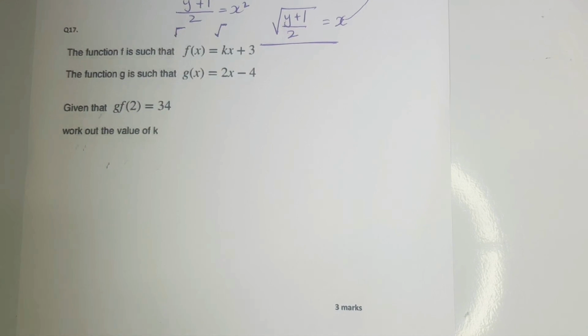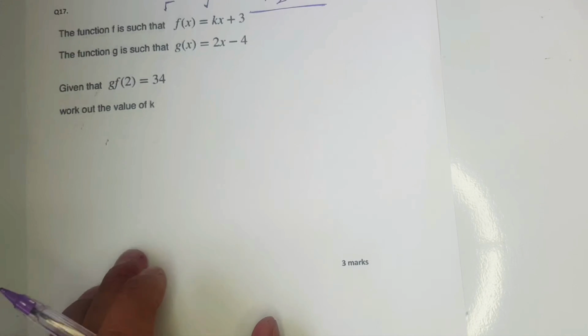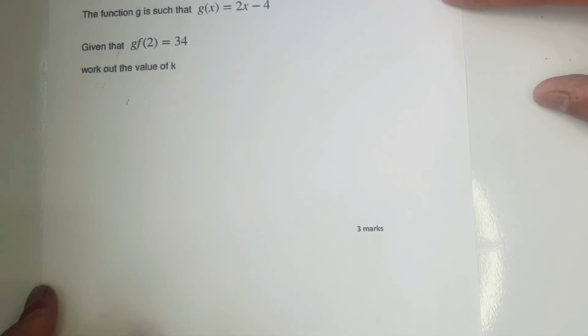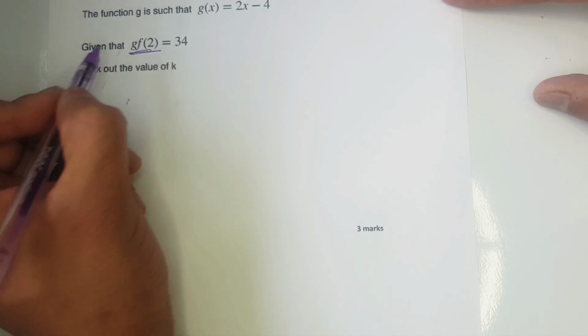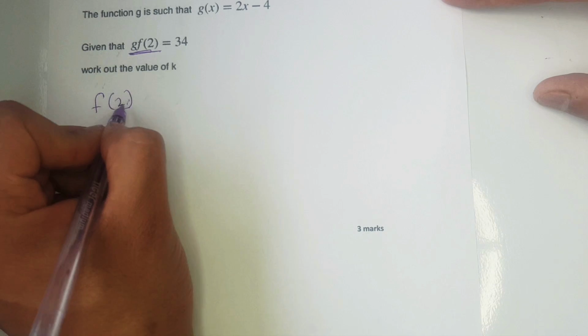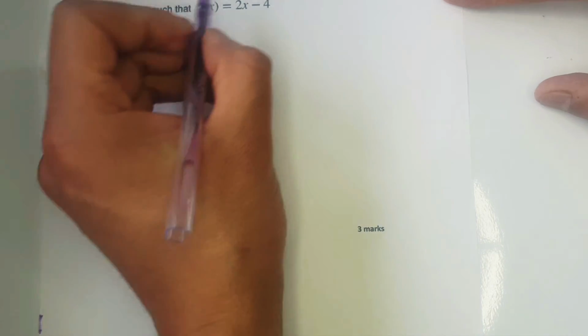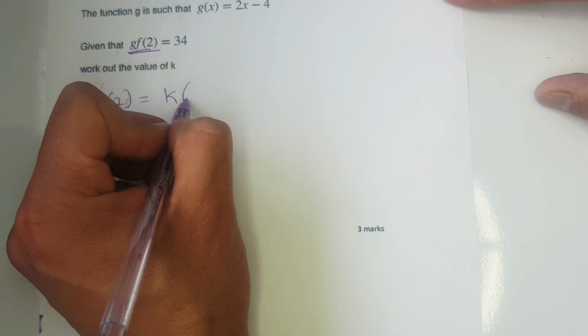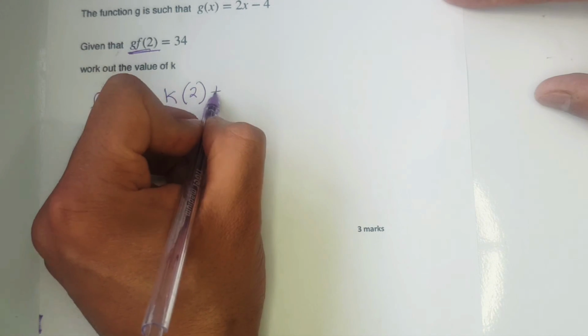Number 17. Okay, so this is quite a tricky one. It says f of x is kx plus 3. The function g of x is 2x minus 4. Given that gf of 2 is 34, find the value of k. So all we're going to do is find this composite function gf of 2 first. So we can work out what f of 2 is first by substituting 2 into the f function wherever we see an x. So we have k times x, which is 2, plus 3.